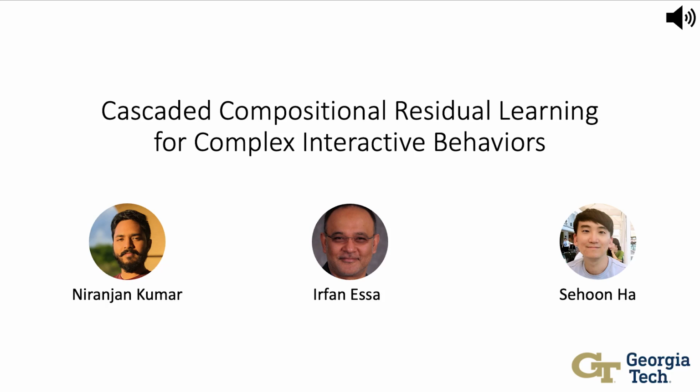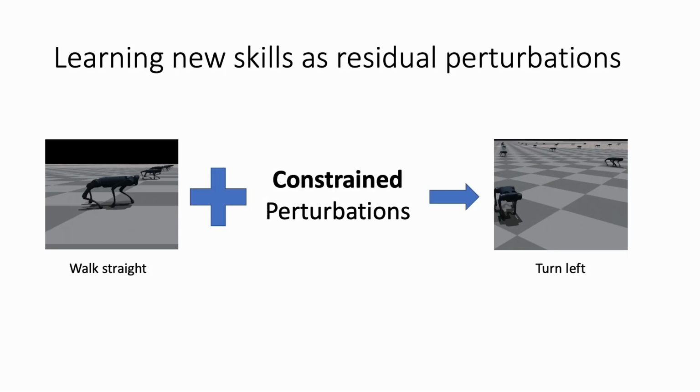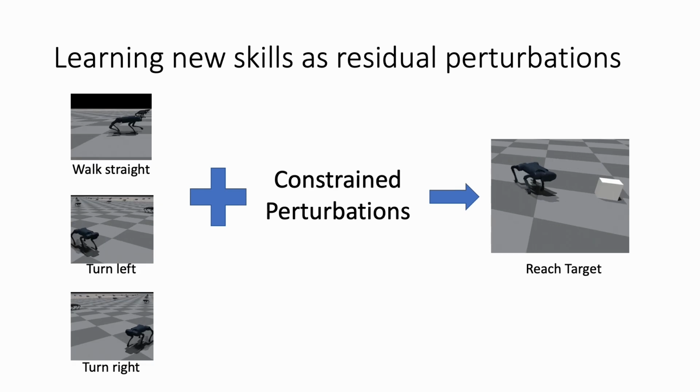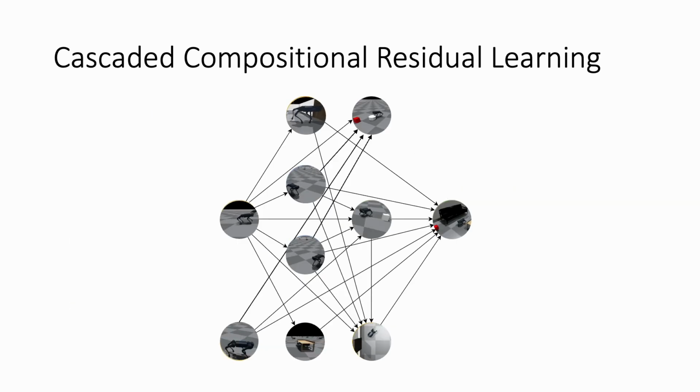In this work, we present Cascaded Compositional Residual Learning for complex interactive behaviors. The core idea of CCRL is to avoid training new skills from scratch, but instead train them as constrained residual perturbations to a combination of pre-learned skills. For example, by perturbing a trained joint level walking policy systematically, we can get the robot to turn left. These learned residual policies can in turn be used to train more complex skills. This process is repeated to recursively build a library that follows an underlying skill dependency graph structure.